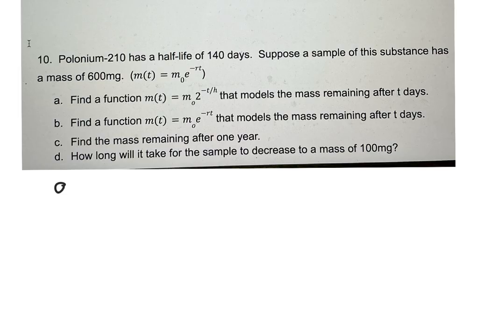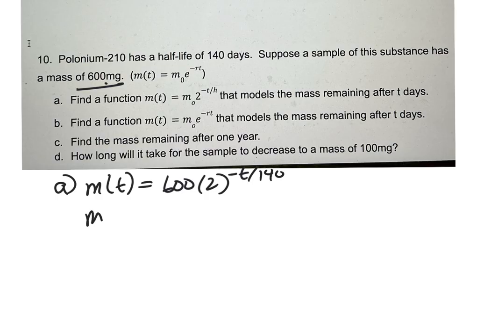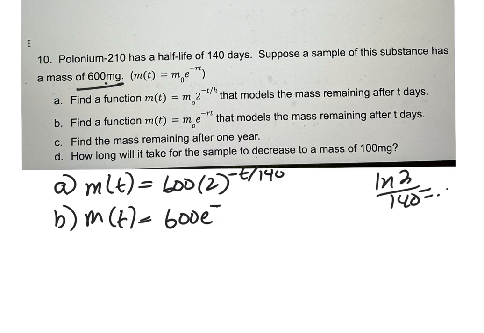Okay, part A. Part A, it gives you the function again. I'm not reading it again because we did that already. Okay, I get the initial amount. The initial amount was 600 times 2 to the negative t over h. h stands for half-life, which is 140. Part B, same deal. Make the other formula. Initial amount, e to the negative rt. Now, here's where you've got to find it. I got to do natural log 2 divided by 140. And when I do that, I get 0.005. So that's what I'm putting right here.